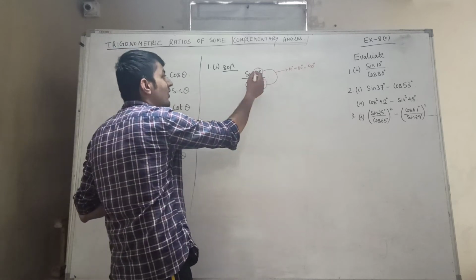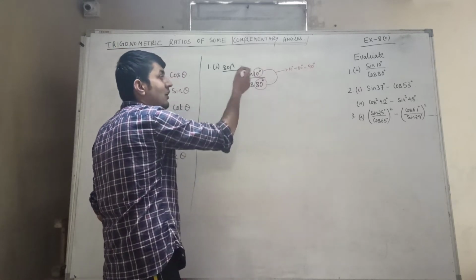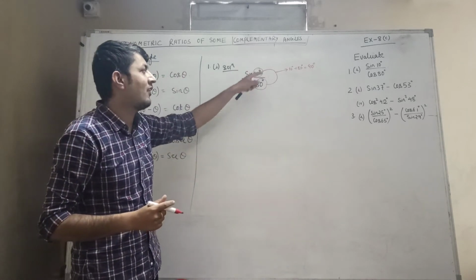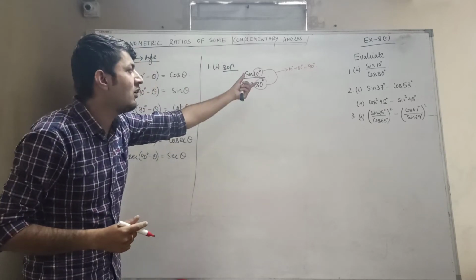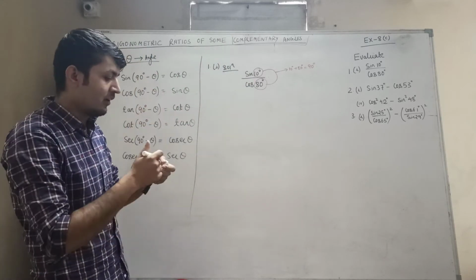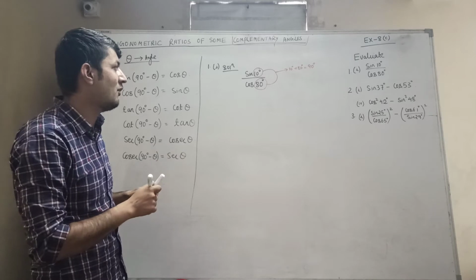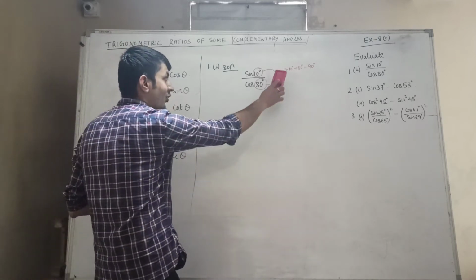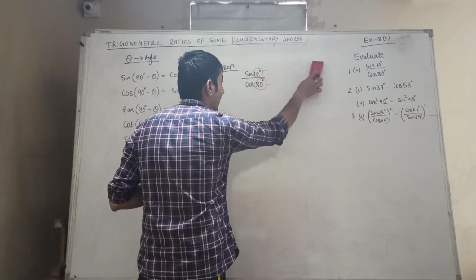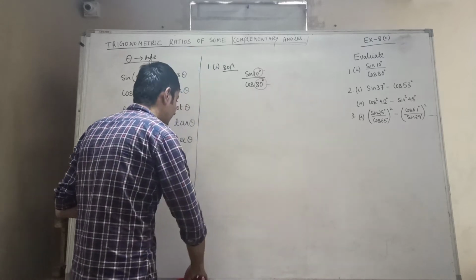So what we can do is that, as you can see in this problem, 10 plus 80 is 90. So I can use my complementary angle. Now, how to use this? Let us see. This is an explanation for this problem.